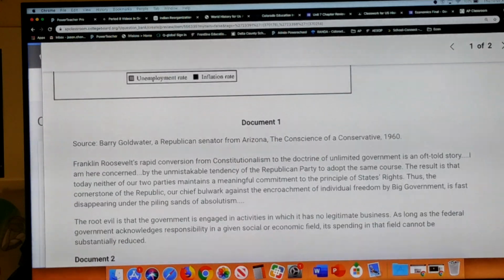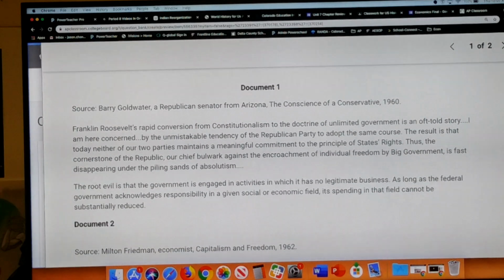Anyways, the documents provided, you got one here from Barry Goldwater, who, if you remember, in '64 ran for president but was seen as extremely too conservative, so he got destroyed by LBJ in the election. But then again, in 1980, Reagan adopted a whole platform, so Goldwater's kind of the architect for modern conservatism. He's given his reasons, saying the root evil is that government is engaged in activities in which it has no legitimate business. So he's saying the federal government is extending itself into places it should not be.